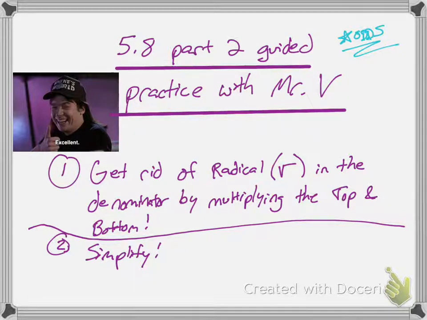So just a couple of quick things. This number 1 and number 2. So get rid of the radical. And the radical looks like that. And you can't have that in the denominator. So what you do is you multiply the top and the bottom, and then that cancels out from the bottom. And you're just left with that number. Then you got to simplify. So let's get into a couple of these.